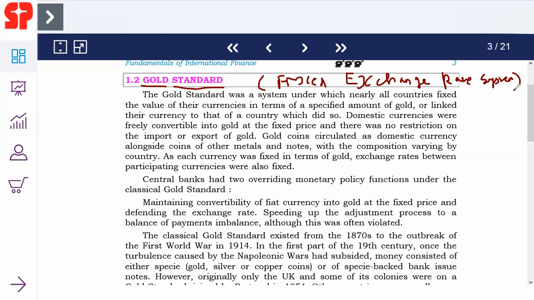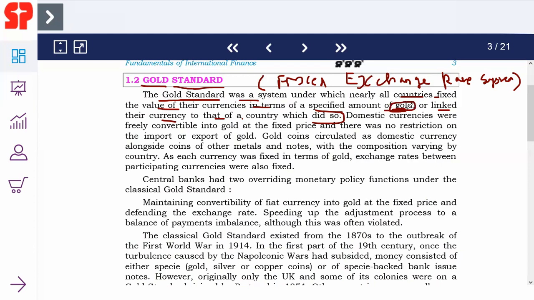Okay, so we will understand in brief what the gold standard is. You can note it also. See, what does gold standard mean? In the gold standard system, all countries fixed the value of their currency in terms of a specified amount of gold, or linked their currency to that of the country which did so. Simple logic. In the gold standard, what was the basis for determining the value of the currency? Specified amount of gold.